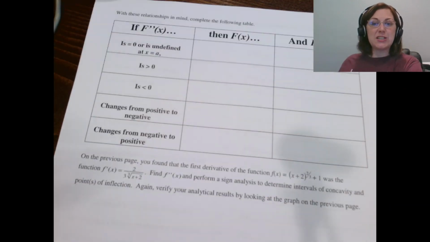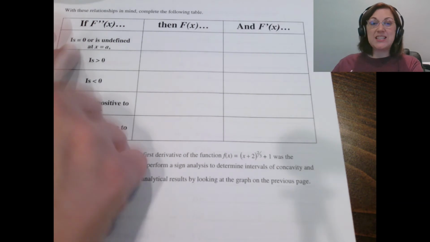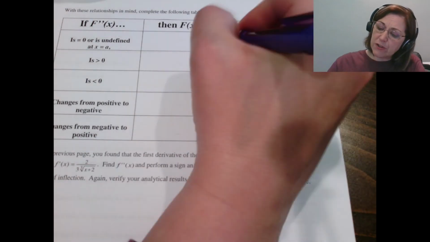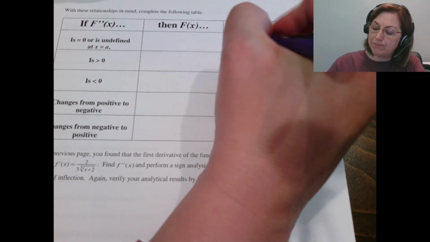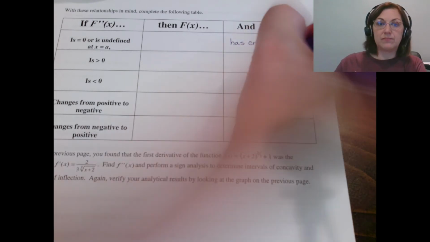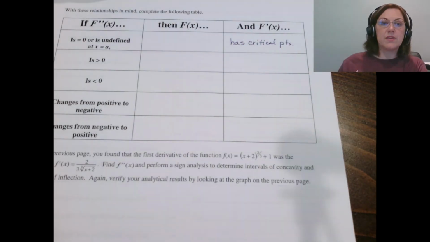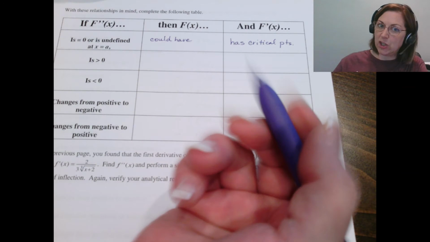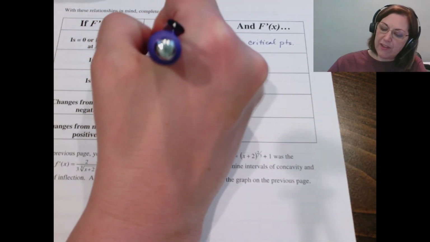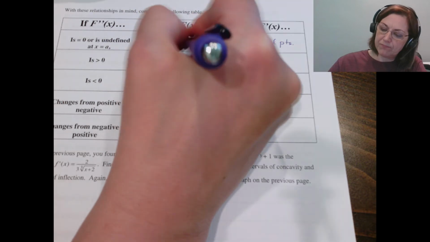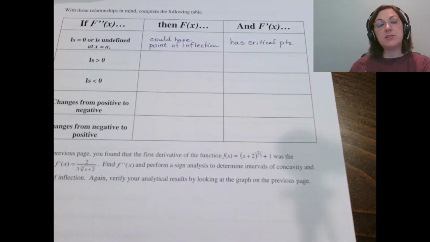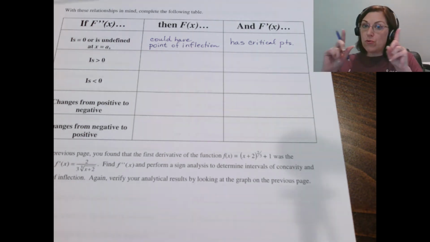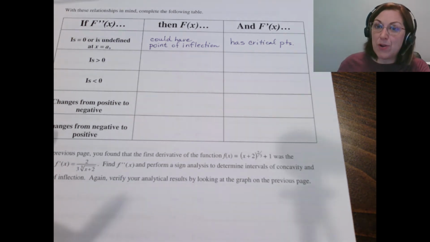So let's make some connections about the second derivative. If the second derivative is equal to 0 or is undefined, then the first derivative has critical points. The function could have, and I'm saying could have for a reason, points of inflection. The reason I say could is that we have to make sure the second derivative changes from positive to negative, or vice versa, in order for the function to have a point of inflection there.